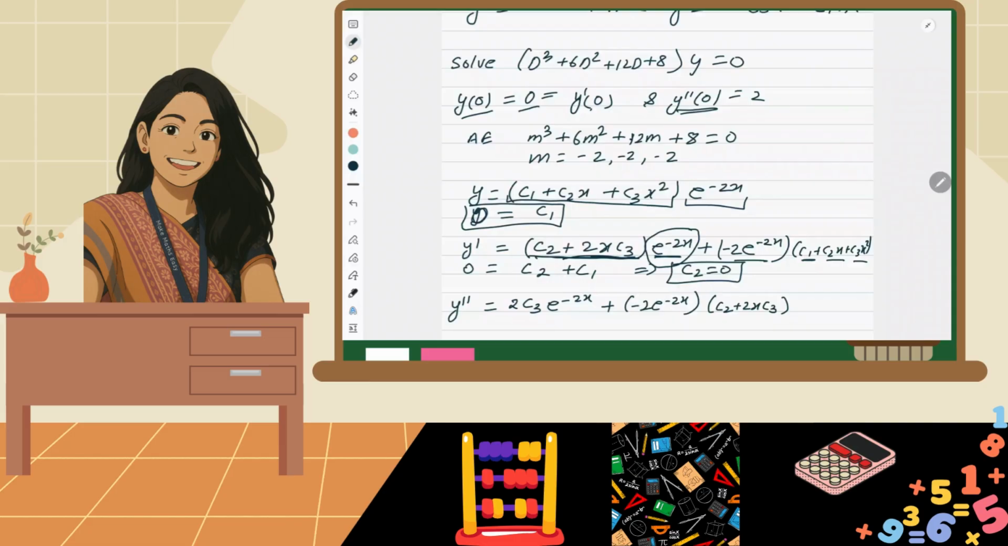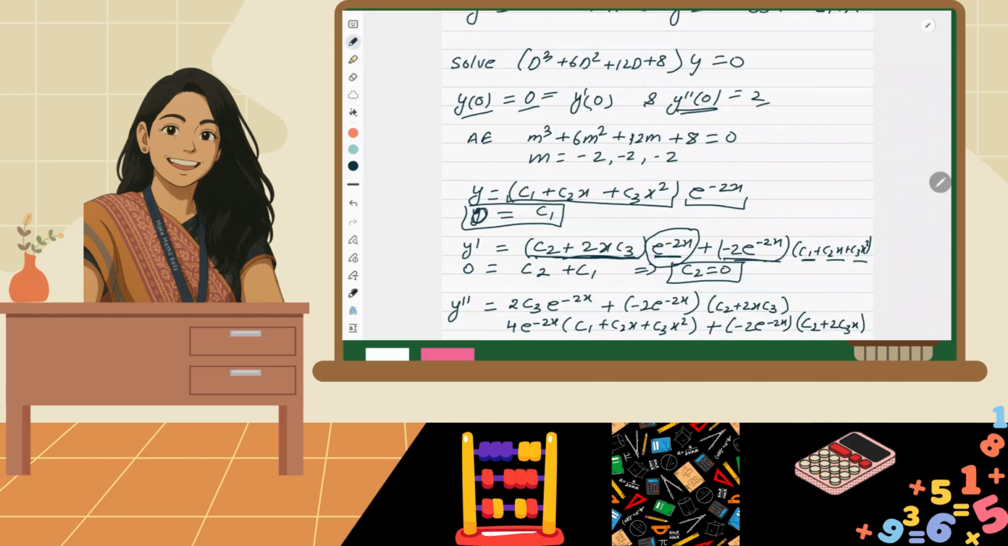Okay, so this is the first bracket. Now go to the second bracket. Now what is the differentiation of the first term? It will become plus 4 e to the power minus 2x times (c1 plus c2x plus c3x square), plus now minus 2 e to the power minus 2x, and I will do the differentiation of the bracket, so c2 plus 2c3x. Correct? Now put the condition. The condition says that this value is 2 when x is 0.